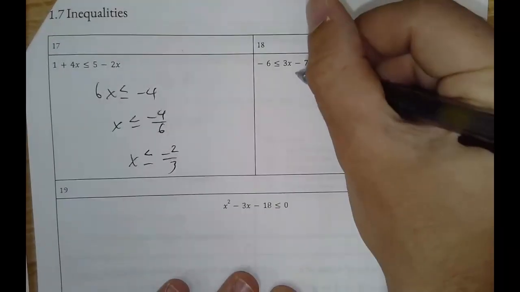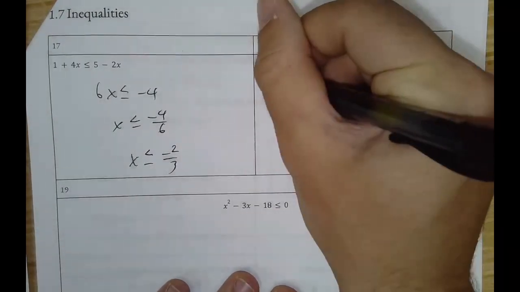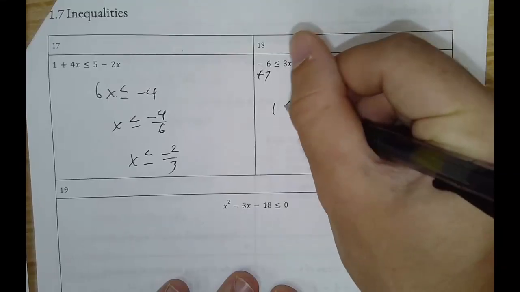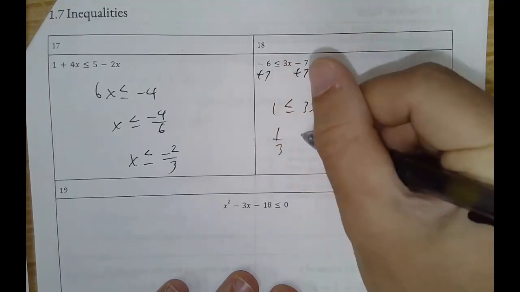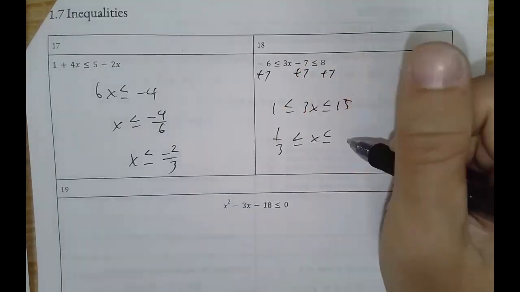Here, you just do the same thing, but to both sides. So you're going to get 1 less than or equal to 3x less than or equal to 15. So 1/3 less than or equal to x less than or equal to 5.